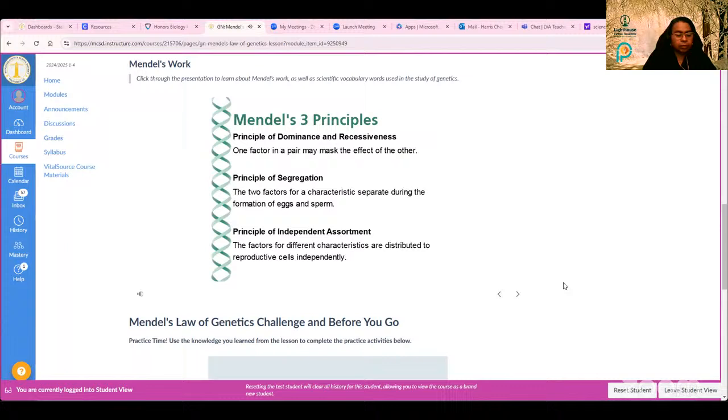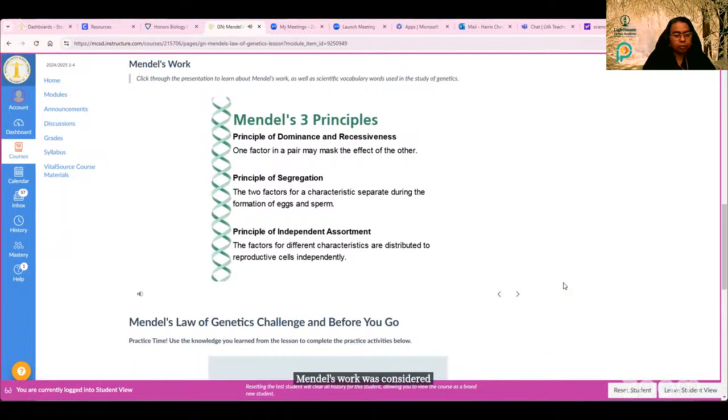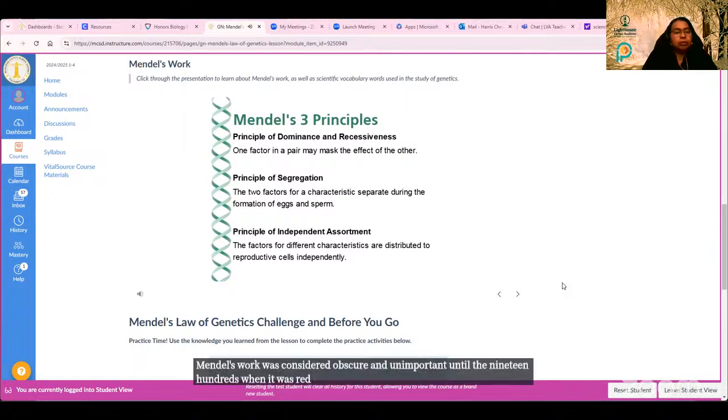At the time of Mendel's paper, chromosomes and the process of meiosis were unknown. Mendel based all of his conclusions on mathematics rather than an understanding of genes. Mendel's work was considered obscure and unimportant until the 1900s, when it was rediscovered and made important connections with the chromosome theory.